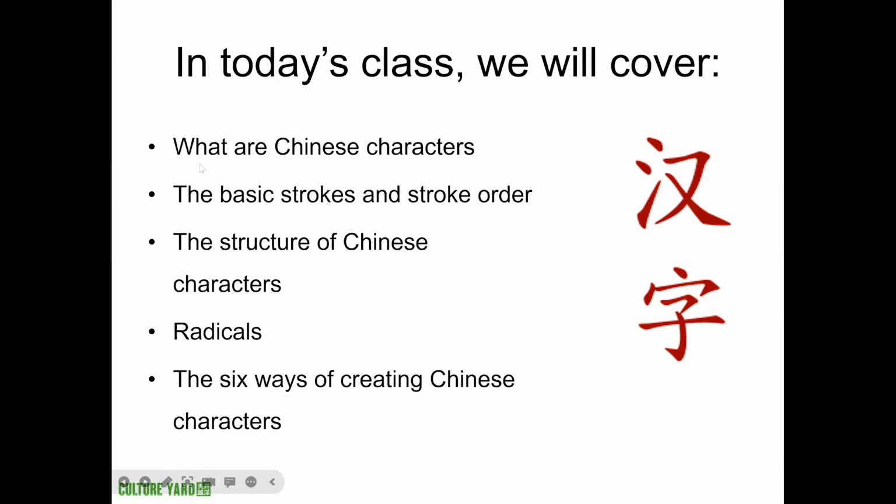Today's class we will cover these things. First, we will cover what are Chinese characters. And then we will talk about the basic strokes and stroke order. And then the structure of Chinese characters. And then we will also talk about some radicals. Finally, we will also explain the 6 basic ways of creating Chinese characters. But actually, maybe we just talk about 4 basic ways because the other ways are not real creating of Chinese characters. Okay, now let's start.